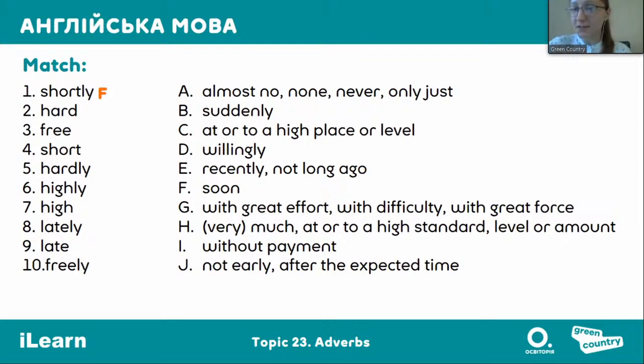Okay, what about hard? The first one is F. That's right. What about hard? Shortly means soon. As soon as possible. Тобто згодом. I promise I'll do that shortly. Запам'ятайте цей приклад, можливо, він вам допоможе. Okay, number 2, that is G, hard. With great effort, with difficulty, or with great force. Докладаємо зусилля. I do something like, it's very hard. Like, she tried hard.